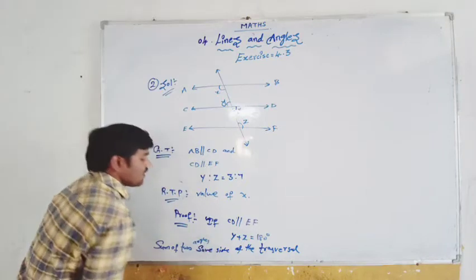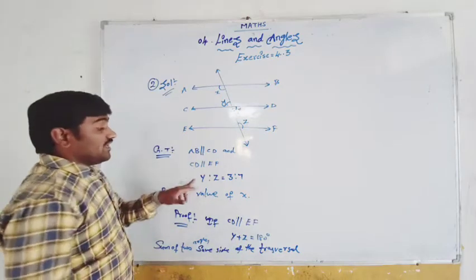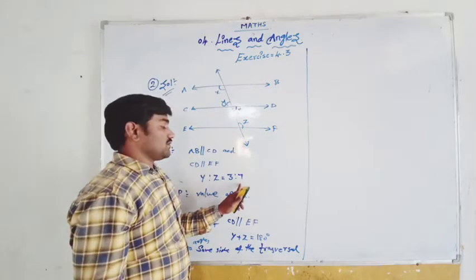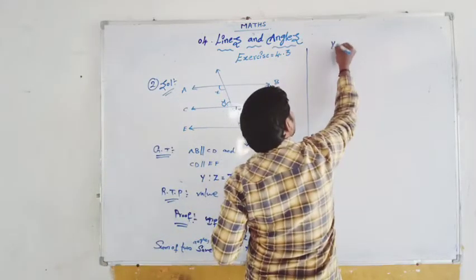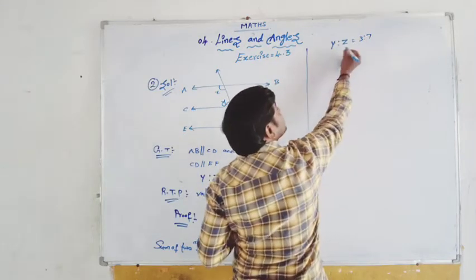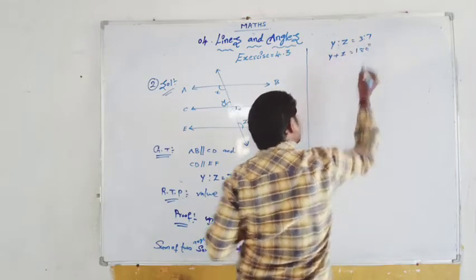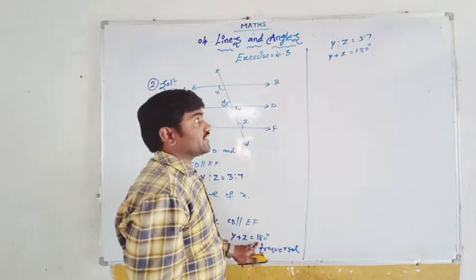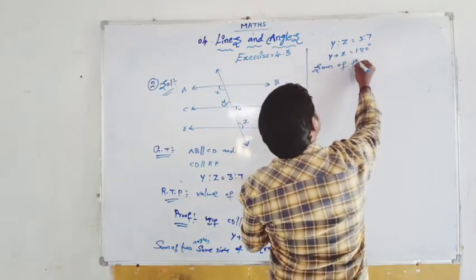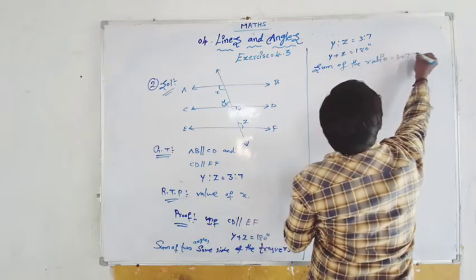Sum of two angles on the same side of the transversal is equal to 180 degrees. Here they have given a ratio, Y is to Z equal to 3 is to 7, and we know that the sum of these angles Y plus Z is equal to 180 degrees. Let us take the sum of the ratios: 3 plus 7 equals 10.